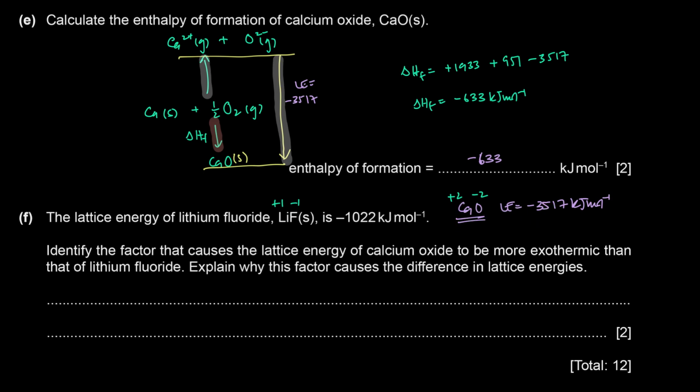The reason why is because calcium and oxide both have a greater charge, so we have a much more exothermic lattice enthalpy. Because if we were just looking at the size, it would be less exothermic because calcium is significantly larger than lithium. However, because we have a much greater charge for calcium and oxide, we can say that the charge is the main factor. So the ionic charge, or you can say the charge density, that is the charge per unit volume.